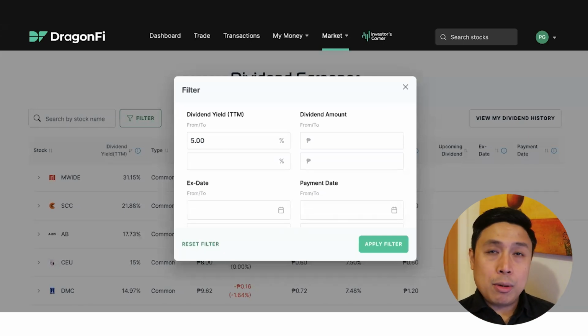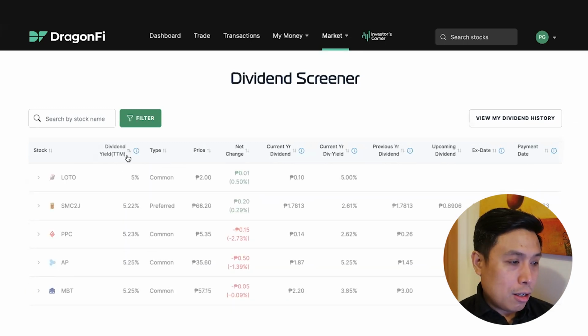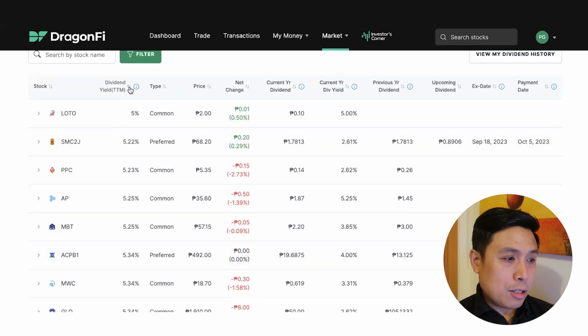But the bare minimum for me is having something at 5%. So apply filter. It will just show me the stocks that are giving out 5% dividend yield on a TTM perspective. Now, if you click that here, you'll see all of the stocks right here are currently at 5%. Now, let's go through the top stocks that the dividend screener of DragonFi is actually showing us from a dividend yield perspective.